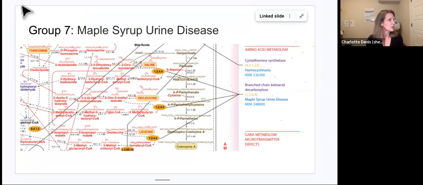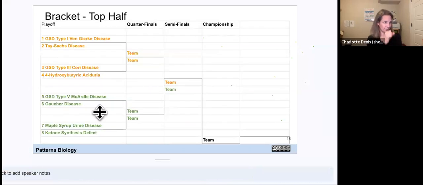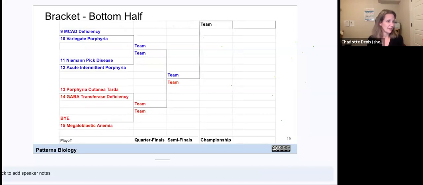So then I wanted to show you the bracket. Where did that go? Oh, it's over here. So the bracket shows up like this. Once they've had some time to do their research and to write down all of the stuff they've learned about the condition they are researching on their slide, we set them up in opposing teams. So here you have the top half of the bracket, and then the bottom half of the bracket. Whoever is number 15 is lucky, they get a bye in the first round.